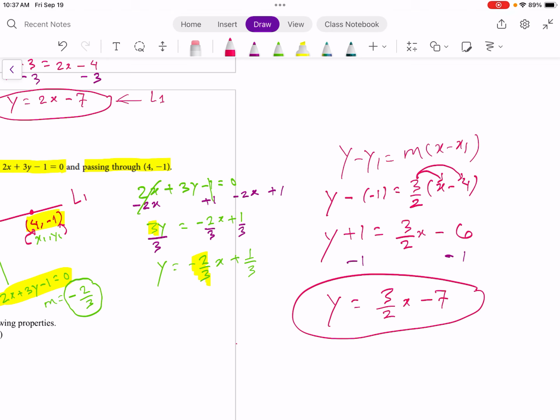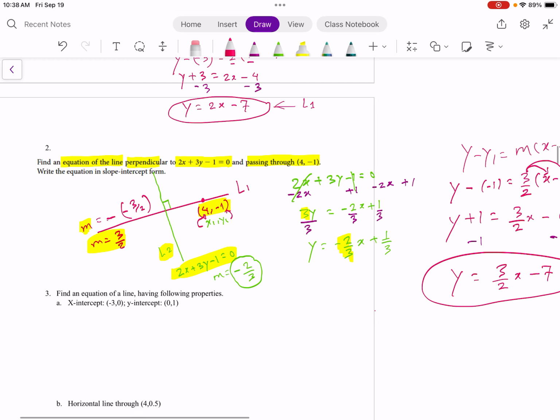Since these two are perpendicular to each other, the product of the slopes has to be negative 1, right? So this is the slope of the green line. This is the slope of the red line. If we multiply negative 2 over 3 and positive 3 over 2, do we get negative 1? We get negative 1, right? It means these two lines are perpendicular to each other. Any question on this part? And you will get a very similar question on your second exam. All right. Now let's go to the next one.